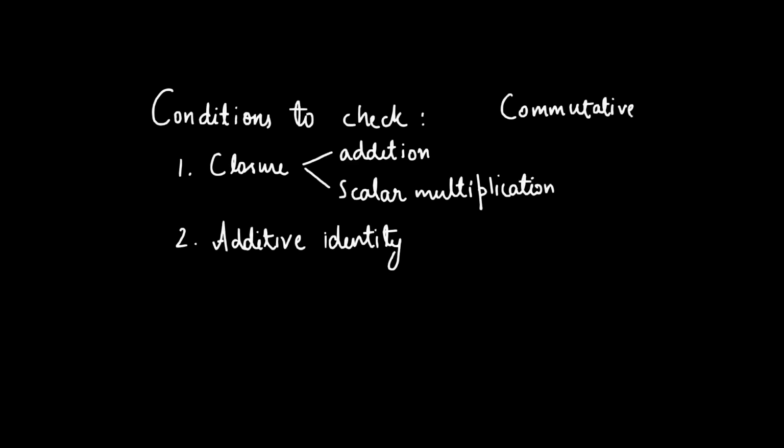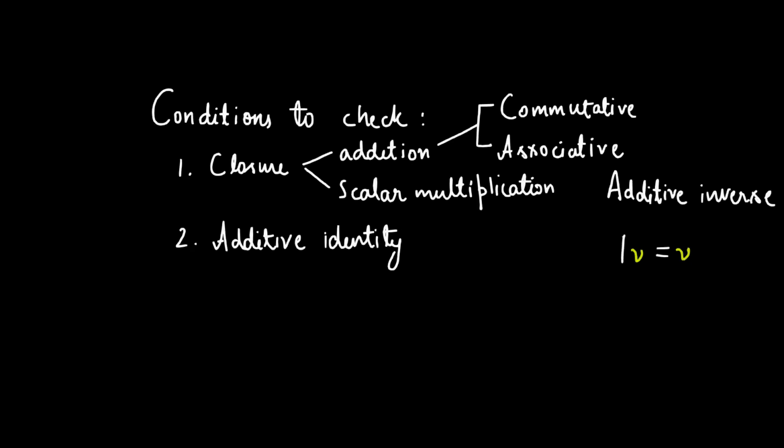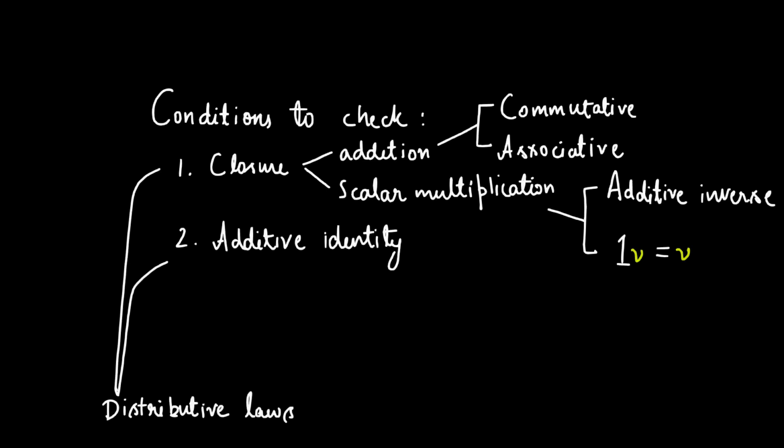This leads to the properties of commutativity and associativity of addition. We need to check whether U1 is closed under scalar multiplication. This ensures the existence of additive inverse for every element in this set. This also makes sure that 1v belongs to this set. We need to also check whether the additive identity exists in this set. This in itself is a property of a vector space.